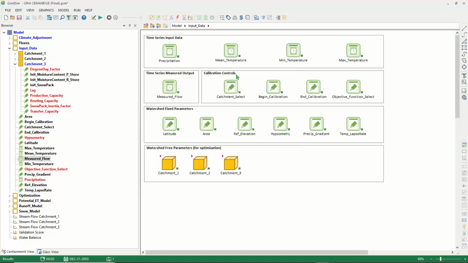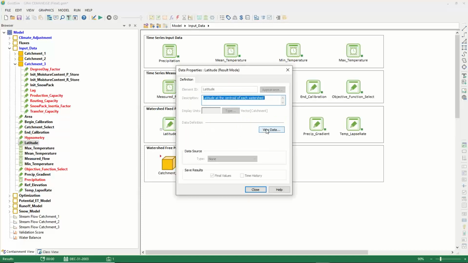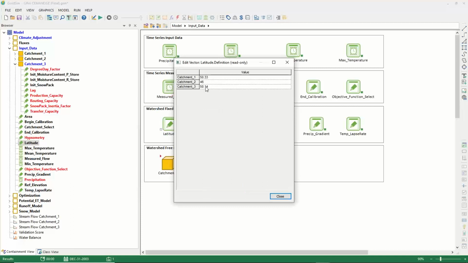The calibration controls, which I'll touch on at the end. The watershed fixed parameters. Those are the parameters that you don't touch and you don't vary to calibrate your model. Obviously, you can change them from site to site. So latitude, for instance, this is the different latitude for my catchments.